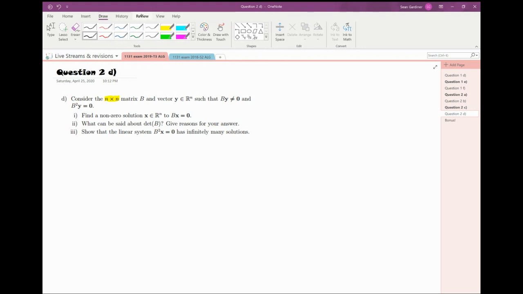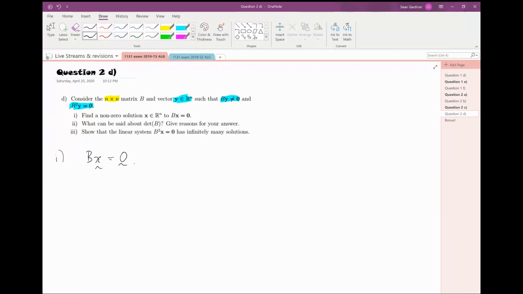So let's get started here. For part I, we want to find a non-zero solution to this problem: Bx equals 0. Okay, what do we know about B? Well, only that it's an n by n matrix, and that it satisfies the property that there's some particular vector y that exists that allows for these two things to be true. So By is not 0, but B squared y is 0, the 0 matrix, or vector.